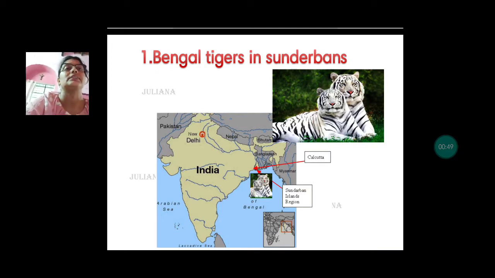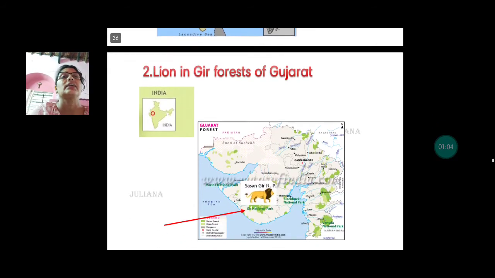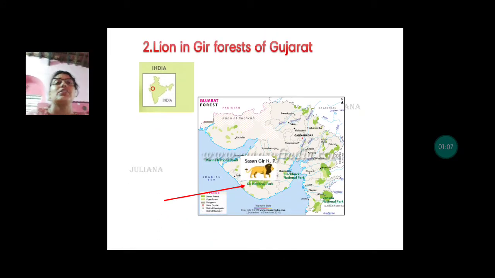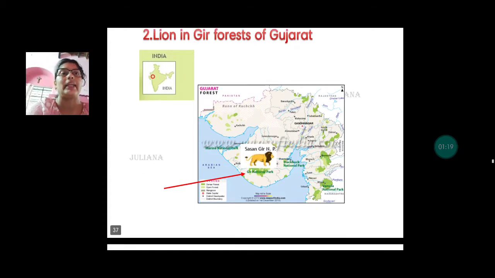The first one is Bengal tigers, and I've shown an arrow over there. Bengal tigers are found in the Sundarban areas of West Bengal. You can also in the answer write in brackets Sundarbans. Okay, Bengal tigers in Sundarban area. Second is the lions, and I've given you the answer as well. Lions are found in the Gir forests of Gujarat, the lower arm of Gujarat, which is the Marathwada region. Okay, you find the Gir forests and lions are found there mainly.